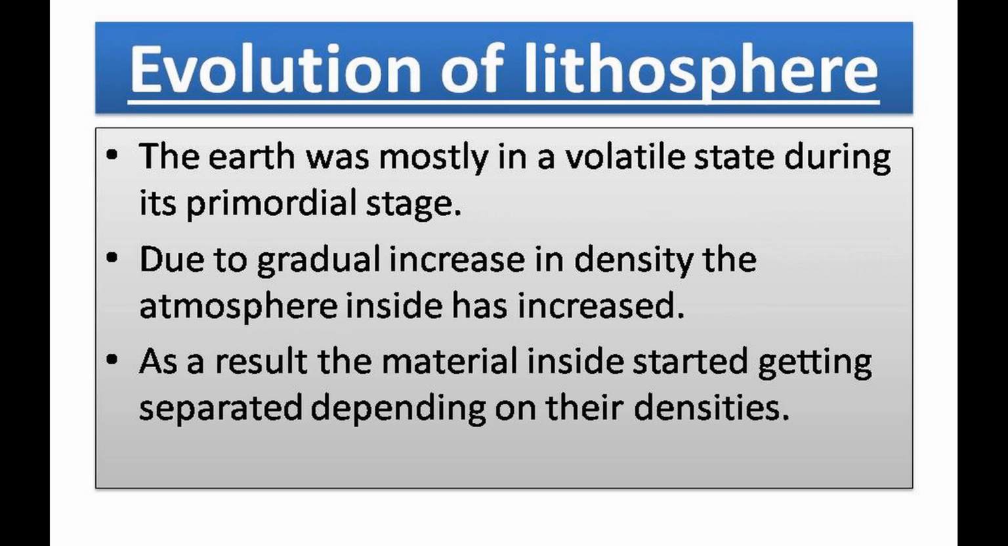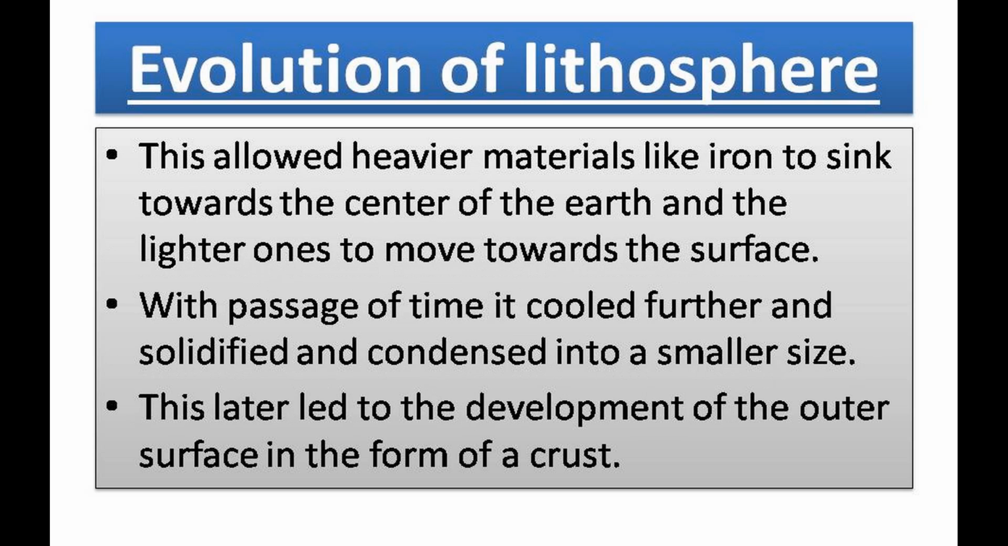Now we'll discuss how the layered structure of the Earth developed. The Earth was mostly in a volatile state during its primordial stage. Due to gradual increase in density, the temperature inside has increased. As a result, the material inside started getting separated depending on their densities.